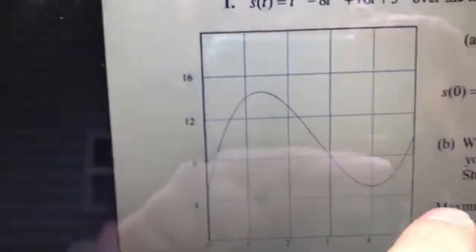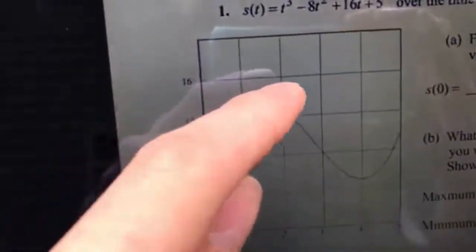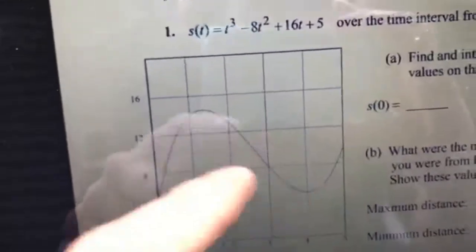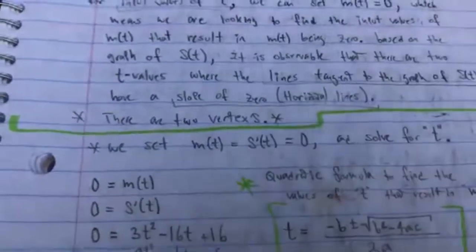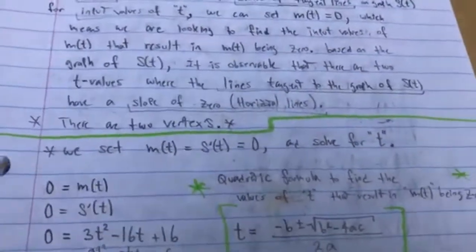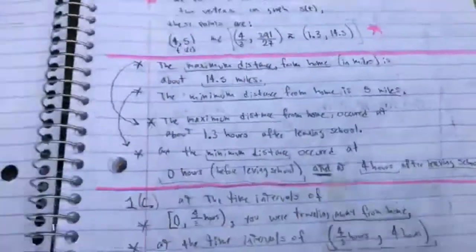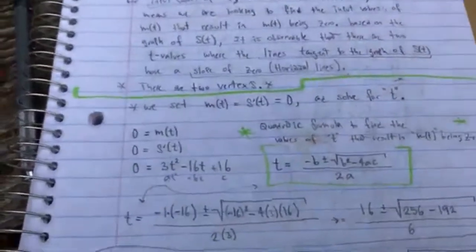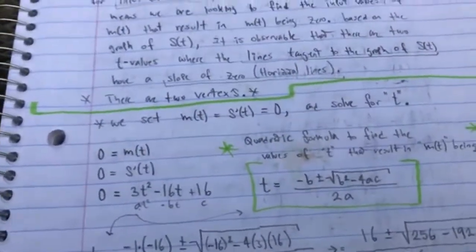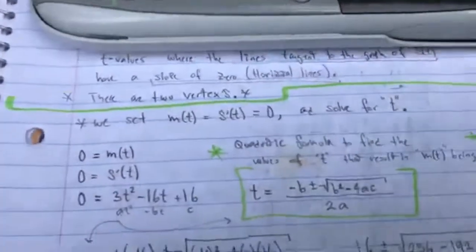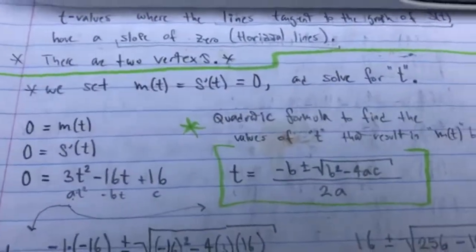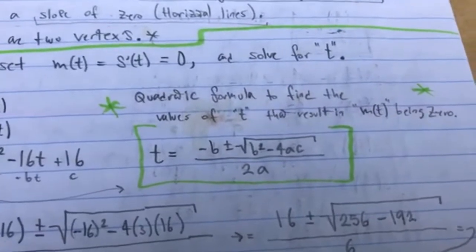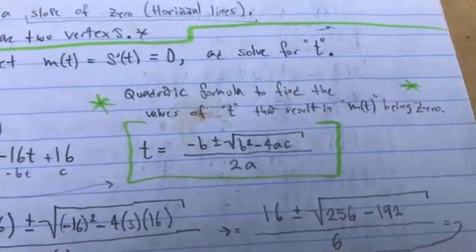There are two vertexes. As you can see, there's a highest point and a lowest point, and at that point there will be a horizontal line with a slope of 0. There's two, and our derivative function is a quadratic, which when we solve for t will give us two answers. So we set m(t) equal to s'(t) equal to 0 and solve for t. Quadratic formula to find the values of t that result in m(t) being 0.